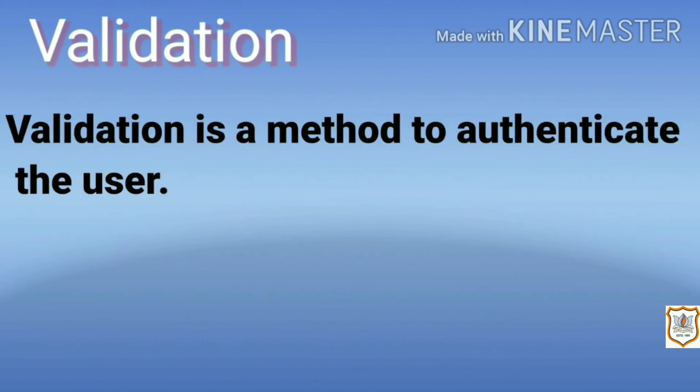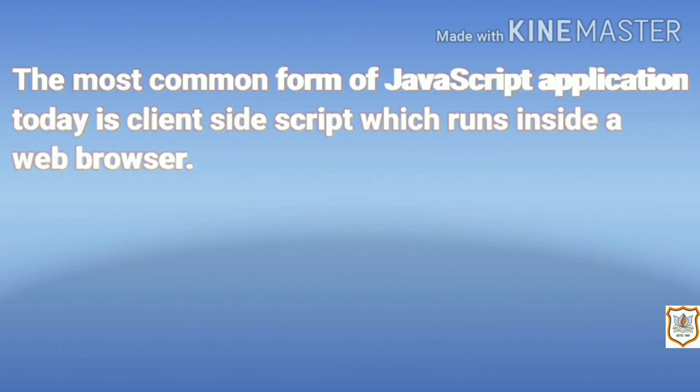What is validation? Validation is a method to authenticate the user. JavaScript provides the facility to validate the form on the client side so that processing will be faster than server-side validation. It is preferred by most of the web developers. The most common form of JavaScript application today is client-side script, which runs inside a web browser.